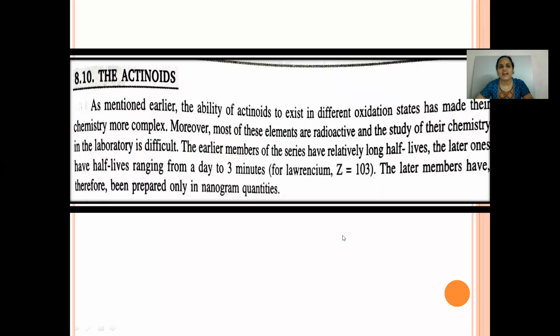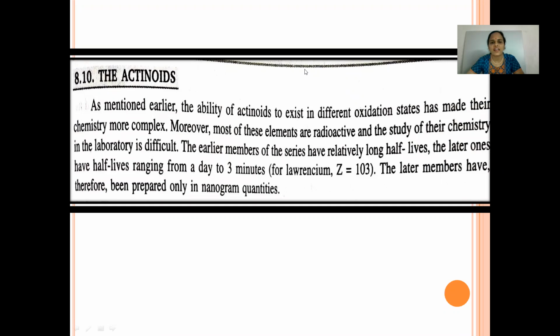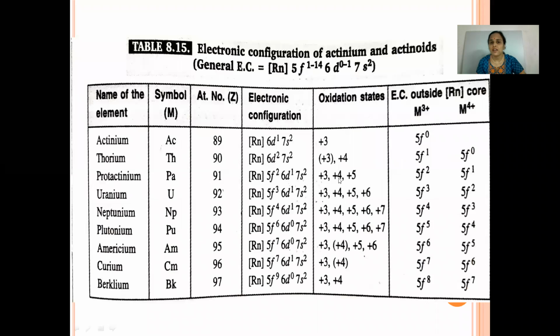Hello students, we'll start today with the actinoid elements. The actinoid elements are those which come after actinium, and the elements which come after actinium are 14 elements. They begin with thorium, atomic number 90, and end with lawrencium, whose atomic number is 103. Let's see the electronic configuration of actinium and the actinoid elements.